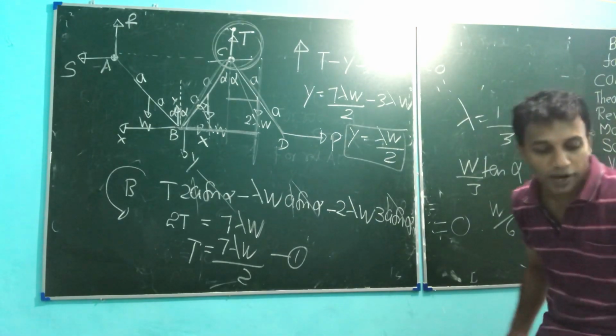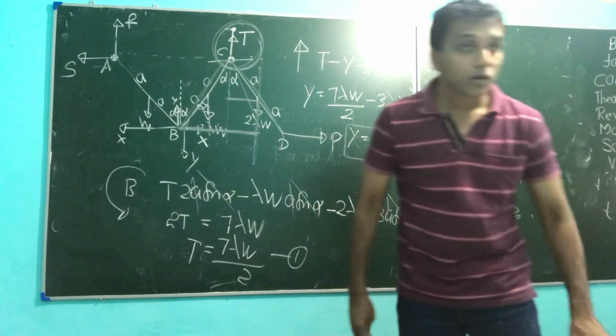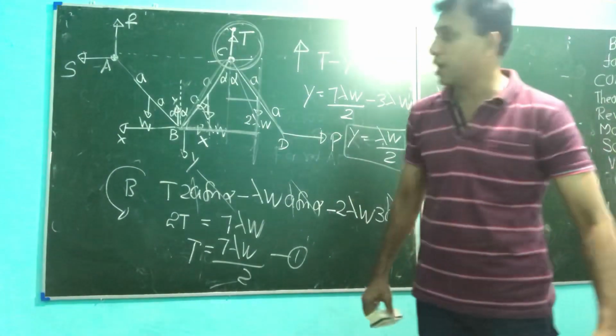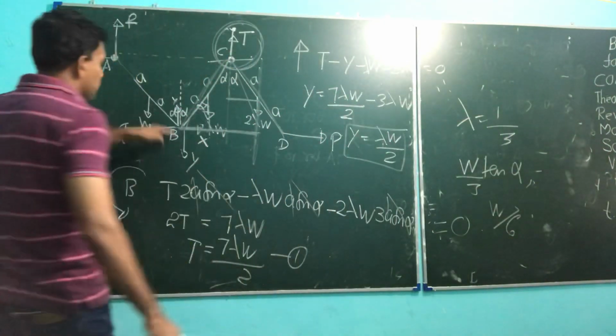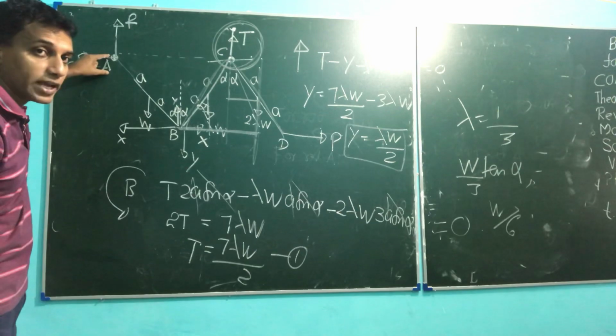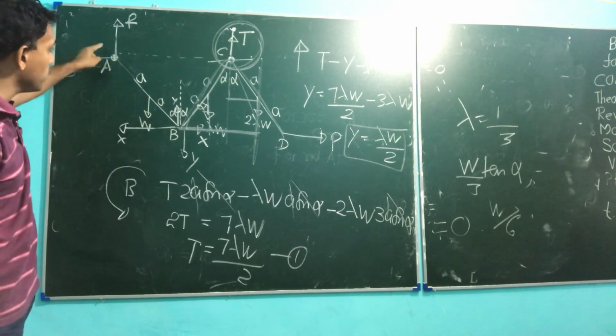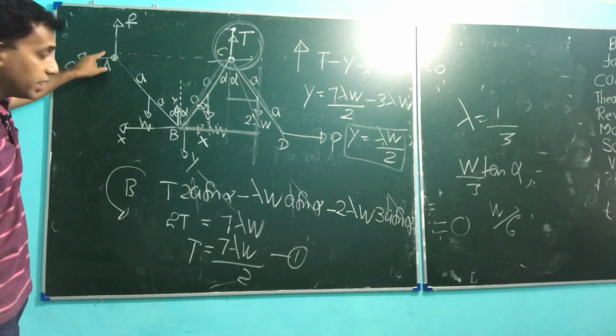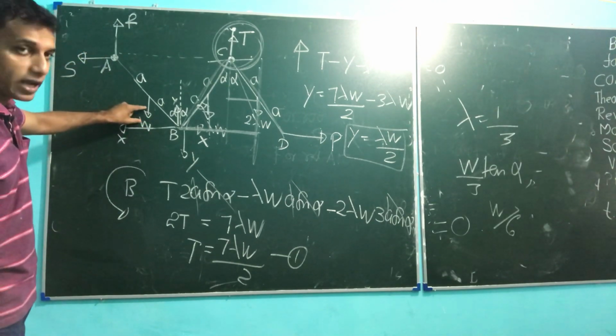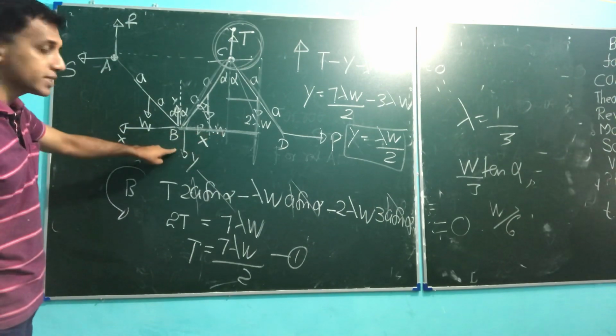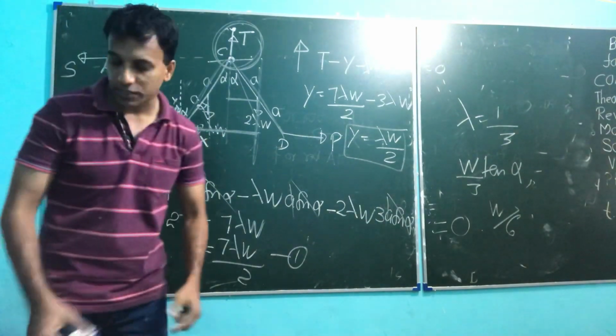Now we find the x value. Quickly now we find the x value. For rod AB, take moments about A. X there, Y there, W there. Okay, you know the Y answer, then you can find the X answer.